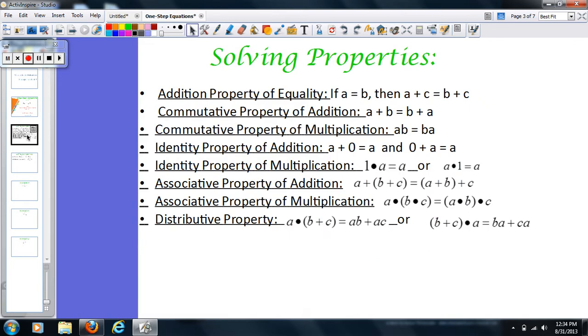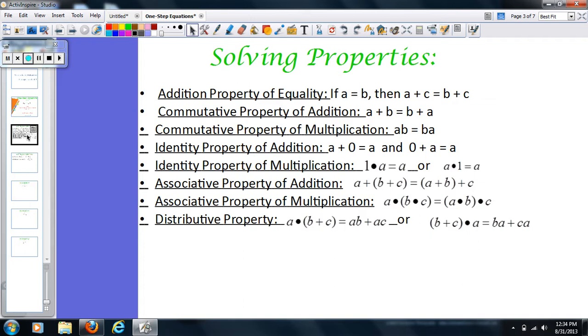You have the addition property of equality, which tells you that if A equals B, then A plus C equals B plus C. So this is what allows us to add a number to both sides of the equation, and it doesn't change the equation. You have the commutative property of addition, which tells you that A plus B equals B plus A. And that just shows you that you can switch the order in which you're adding. So if I have 1 plus 2, that's the same thing as 2 plus 1. You have the commutative property of multiplication, which is the same idea as the commutative property of addition. It's A times B equals B times A.